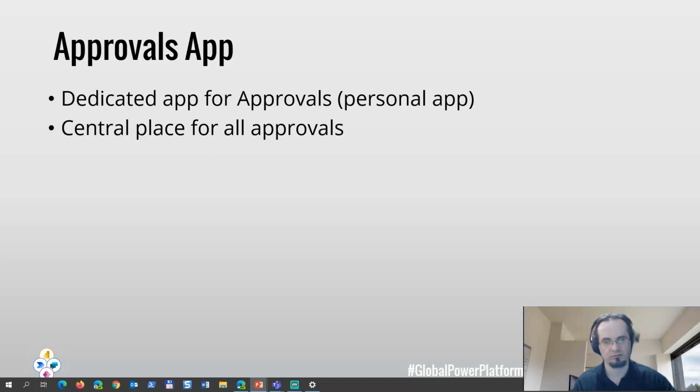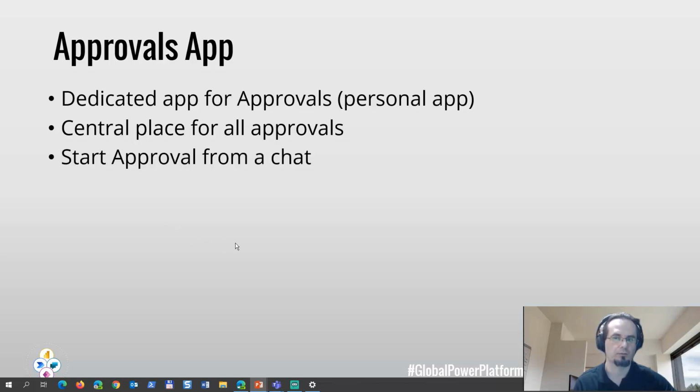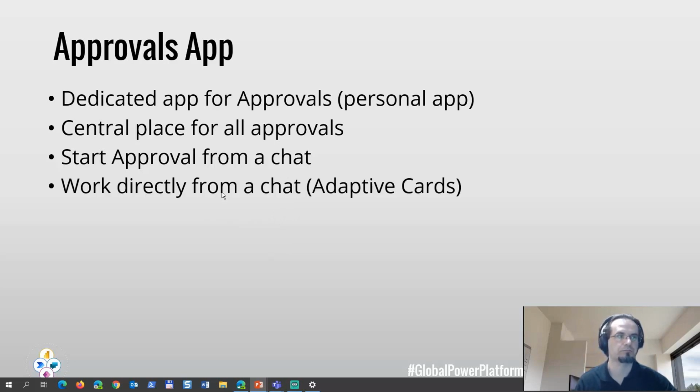It works in a similar way to the approvals portal, but we can also start an approval from that application, or even start approvals from Teams channel chats or personal chats. And we can work directly from a chat. So if we get an approval, we can accept or reject it from this approval app, or if it's sent to chat, directly from chat. So this is something totally different from email approvals or portal approvals.